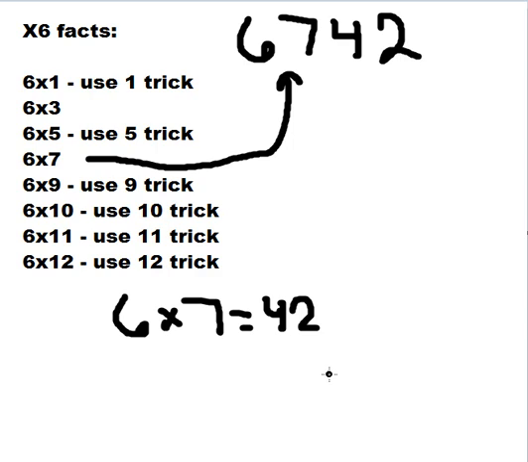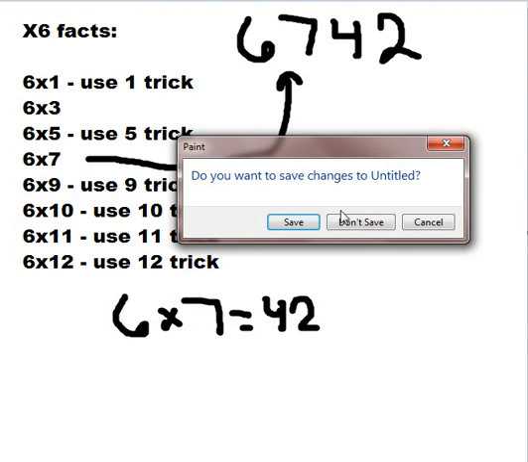Now, to me, the hardest fact out of all facts is 6 times 3, because I don't really have a great trick for teaching 6 times 3. But I'll show you what we do. Let's get a whole new page for this. You might not have learned this yet, depending on which order you do these facts.